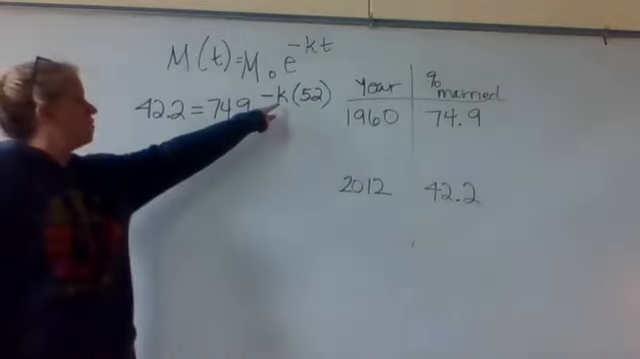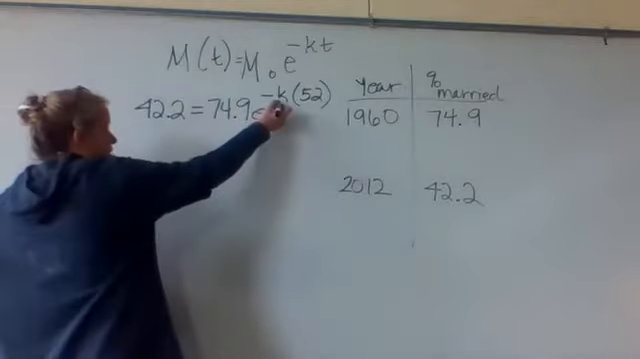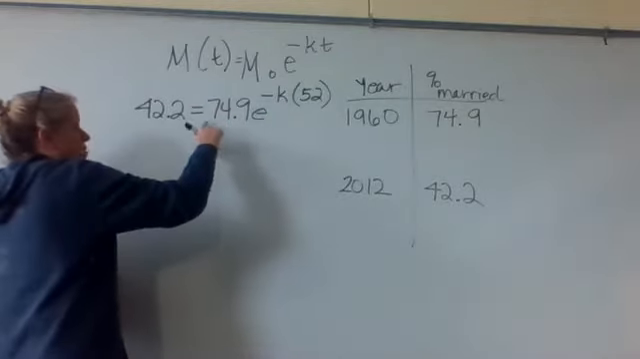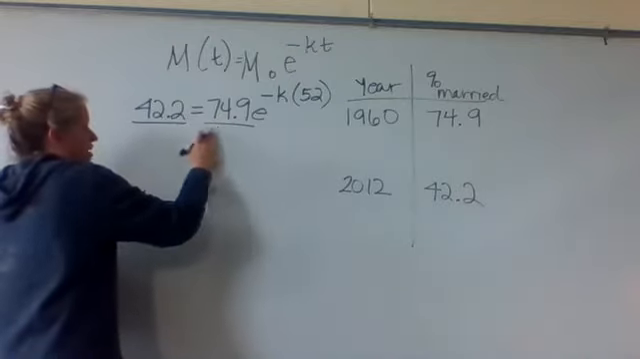Solve it for K. Now this takes some work, right? Eventually I'm going to want to bring that K out of the exponent, but the first thing I want to do is get rid of that 74.9. So I'm just going to divide it off.